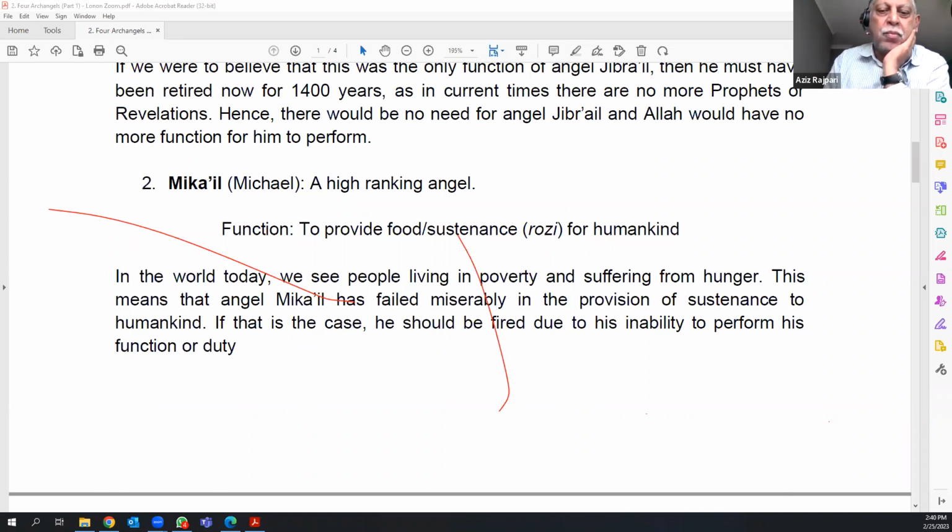Most people think of Michael for the Rozi, the physical sustenance. As a matter of fact, Michael's purpose is not to bring you physical Rozi. It's to bring you spiritual and intellectual Rozi. But when do we invoke him? When we are paying attention spiritually and when we are paying attention intellectually.